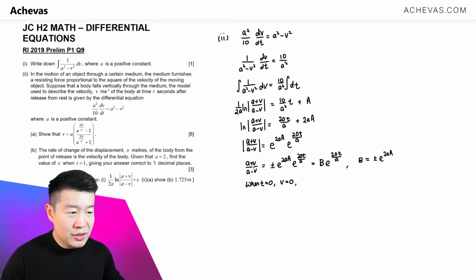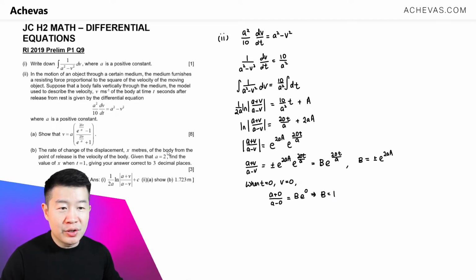So when t equals 0, v is equal to 0. On the left hand side, we have (a + 0) over (a - 0). On the right hand side, it is going to be b e to the power of 0. This tells me that e to the power of 0 is 1. So on the right hand side, we have b, and on the left hand side, it is a over a. So b is equal to 1.